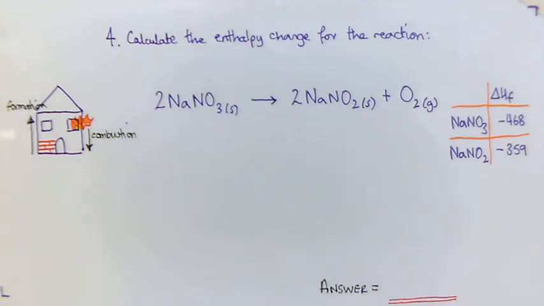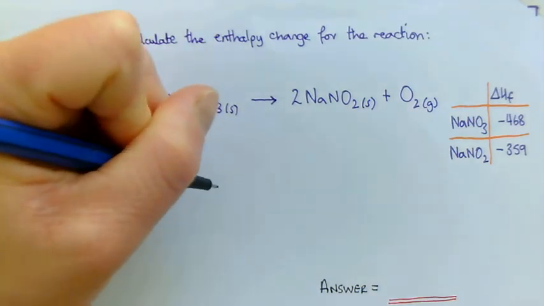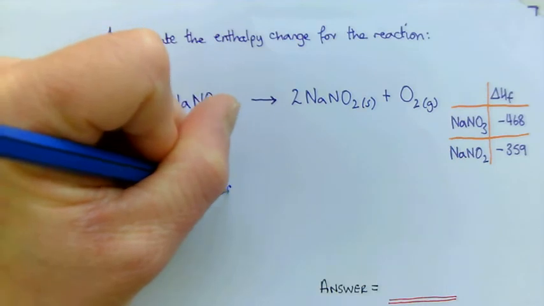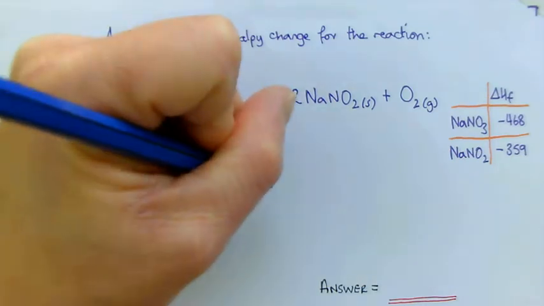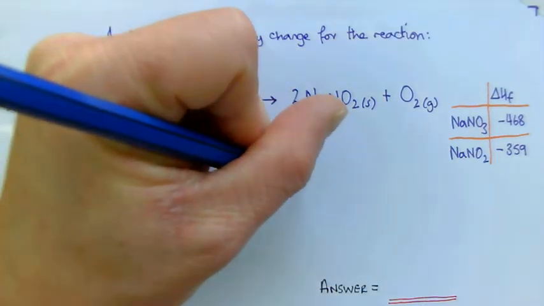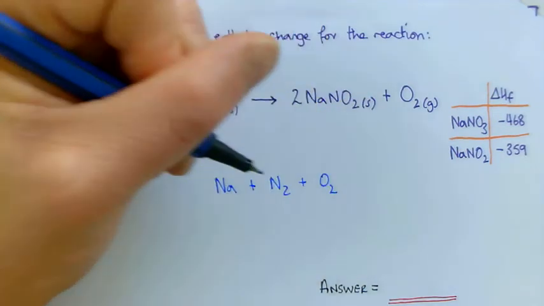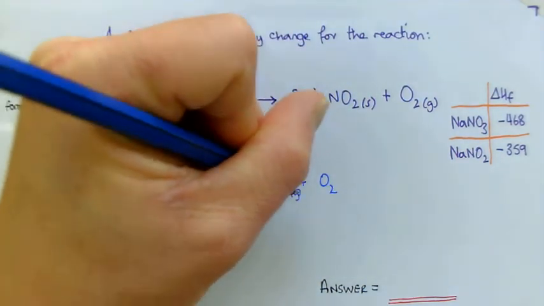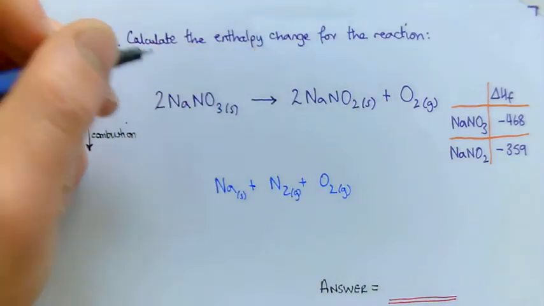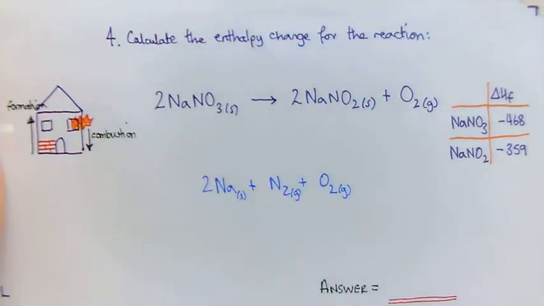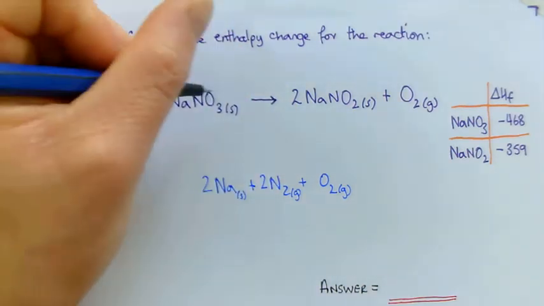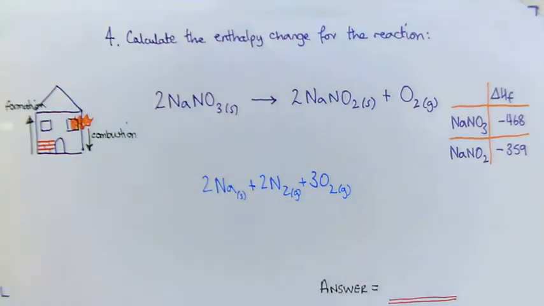So when you're using formation data, what we're going to do to begin with is just write down at the bottom all of the elements in their standard states. So sodium, nitrogen and oxygen. Might as well just balance that. So we've got 2 sodiums, 2 nitrogens and 3 lots of oxygen.